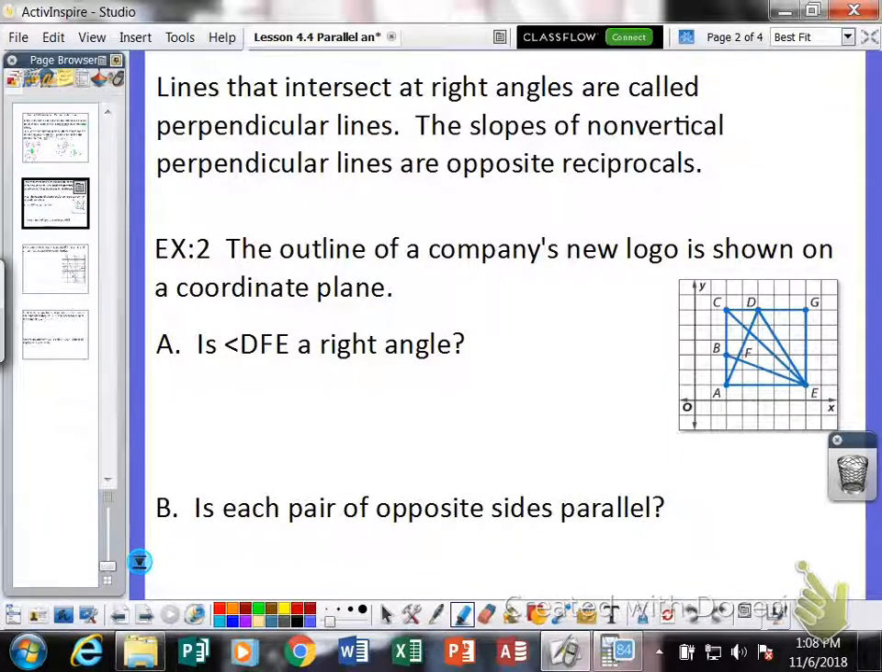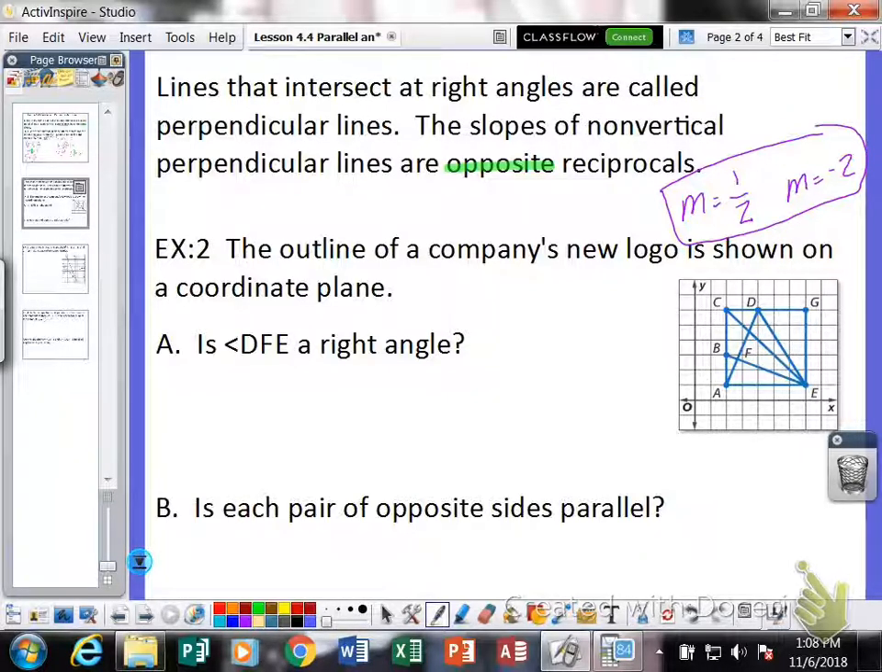Lines that intersect at right angles are called perpendicular lines. The slopes of non-vertical perpendicular lines are opposite reciprocals. Opposite meaning if I have a positive, it becomes a negative; if I have a negative, it becomes a positive, and we want the reciprocal. For example, if I had a slope of 1/2, the opposite reciprocal would be m = -2. These two lines would be perpendicular to each other.